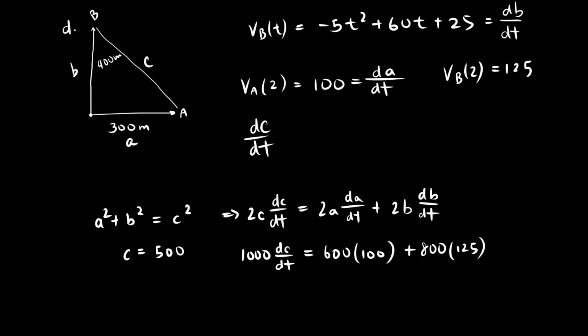Now this devolves into a basic arithmetic problem. Messing around with the equation you have here, you could divide both sides by 100, or you could have done the factoring in this step above by canceling out these 2's. But either way, you get dc/dt simplifies down to 160 meters per minute.